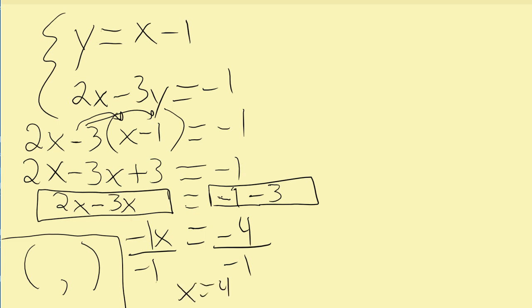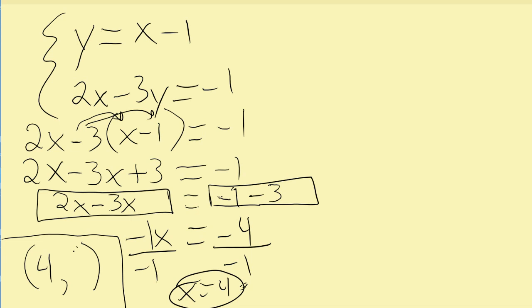Negative 4 divided by negative 1 gives you positive 4. So our x value is 4. So we're going to put that in for x because x comes before y in our ordered pair. That's where our x goes. Now, how do we figure out what y is? Well, if we know that x is 4, we can go back to any one of those equations that's up top, and we're going to put a 4 in for x.